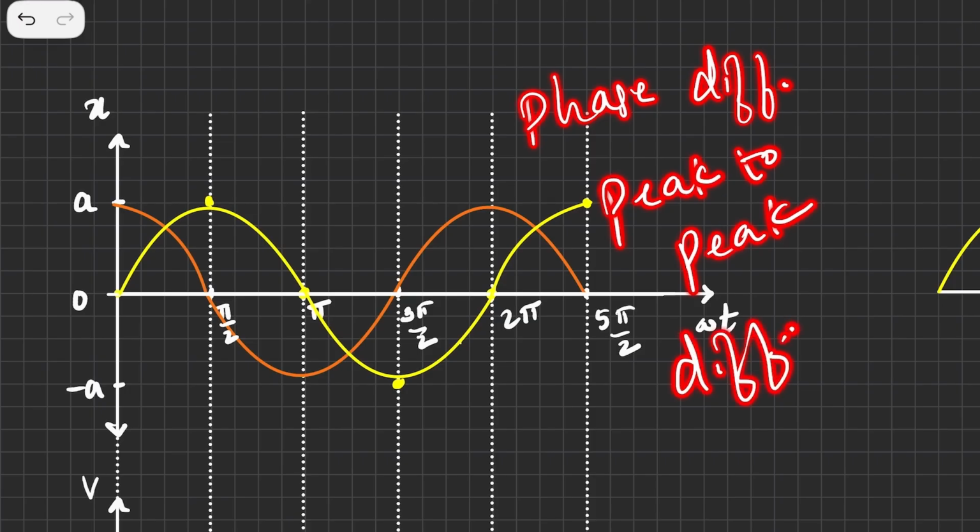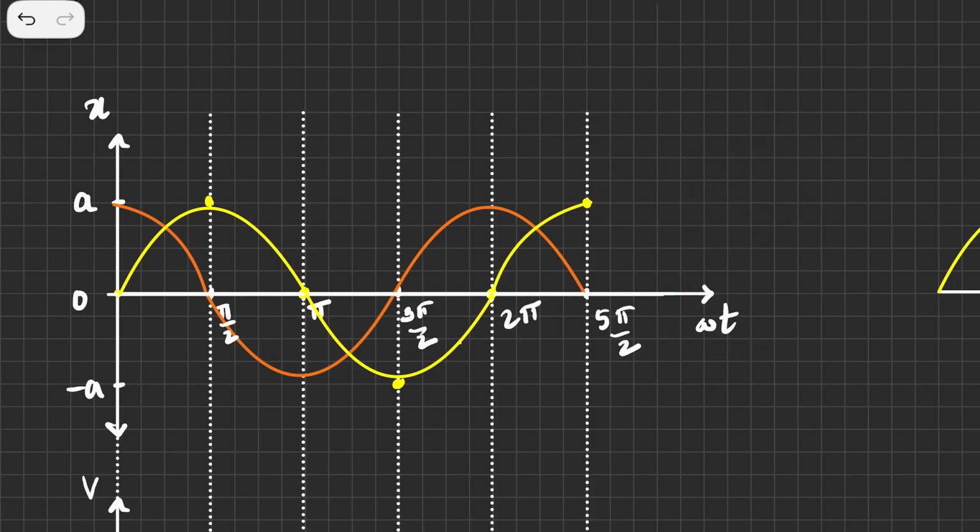So peak of one graph to the peak of another graph. If you see, the peak of yellow graph is at pi by 2. So the peak of the yellow graph is at pi by 2 minus, now the peak of the orange graph comes at 0. So pi by 2 minus 0, you get pi by 2 radians.